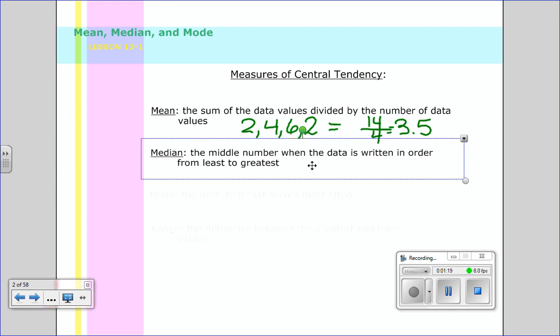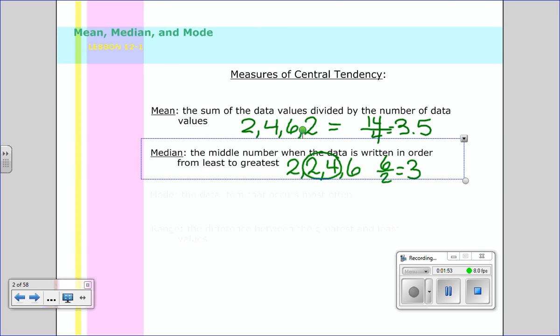Next, we have median. This is the middle number when the data is written in order from least to greatest. So the first thing you have to do with median is make sure you write the data values in order. So if I took those same 4 numbers, I'd write 2, 2, 4, and 6. Now, I actually have a situation here where there is not one exact middle number because I have an even number of data. When that happens, you take the average of the 2 middle numbers. So 2 plus 4, 6, divided by 2 is 3. So here in this case, the median would be 3.